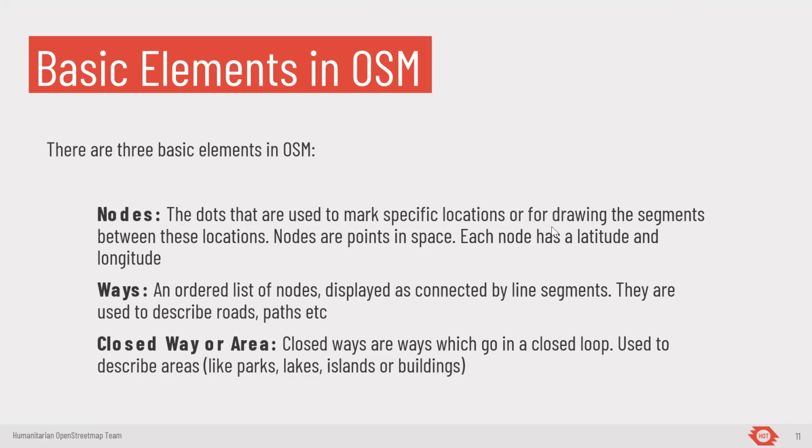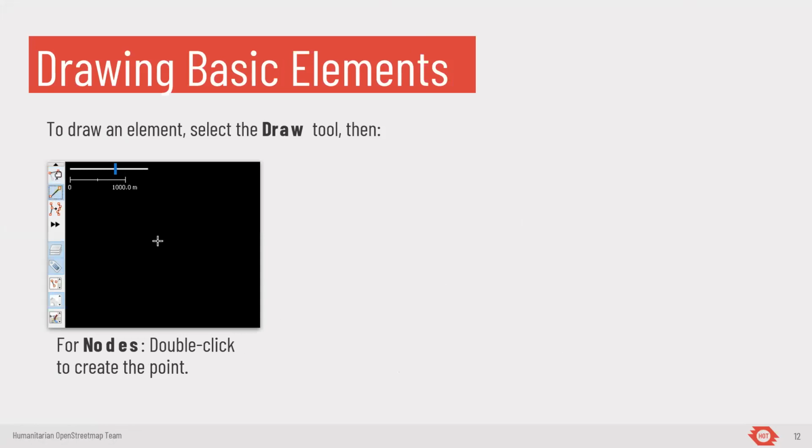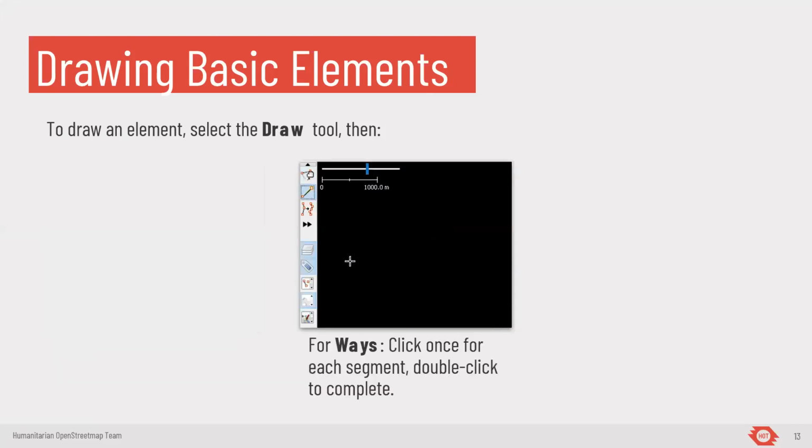And also, the drawing basics are just like this. To draw an element, select the draw tool. Then if you want to draw a point or node, you select the node, and then you just double click, and the node will appear like that. If you want to draw the way or linear features, it's just like that. You select it, and then you draw like that, and at the end you double click to complete.